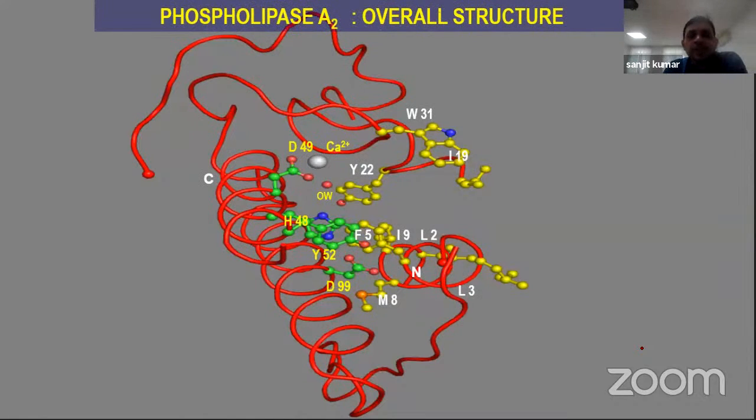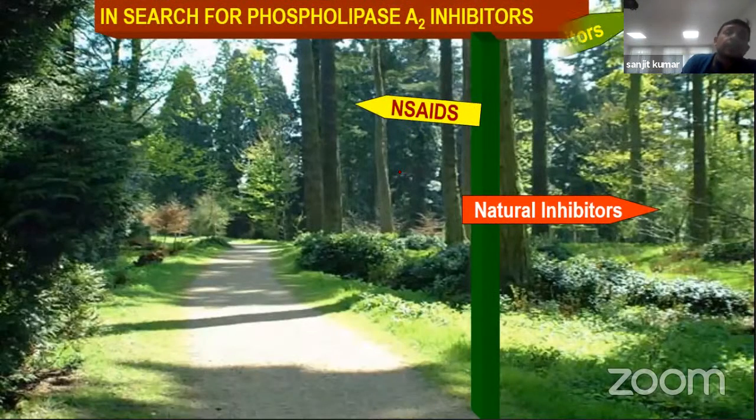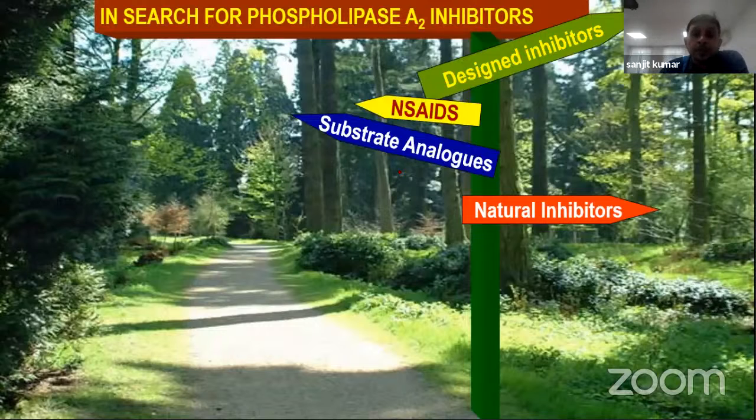And then we have solved the structure and we map the active site. This is its active site. We found this is the active site where the substrate is binding, and we understand that it is tryptophan and isoleucine. Then we understand that here it is a hydrophobic environment. It is a little bit mixed also. So after seeing all this environment, we design some inhibitors, and in search of phospholipase A2 inhibitors for NSAIDs, we design some inhibitors, some substrate analogs, some natural inhibitors. We play with all the things.